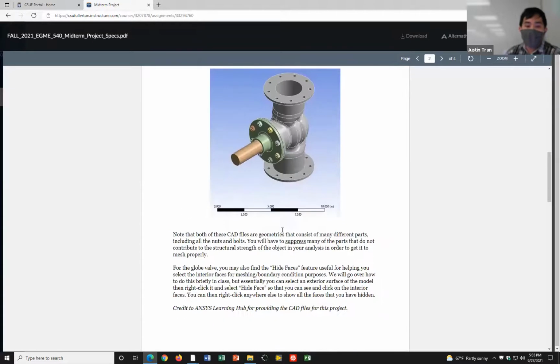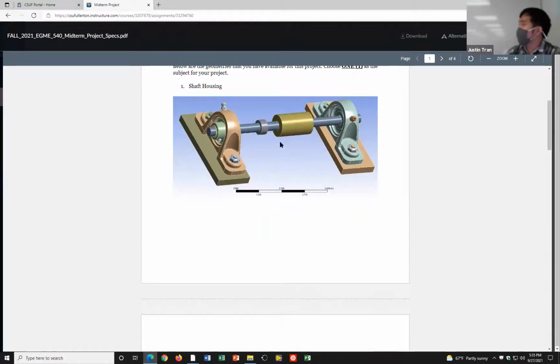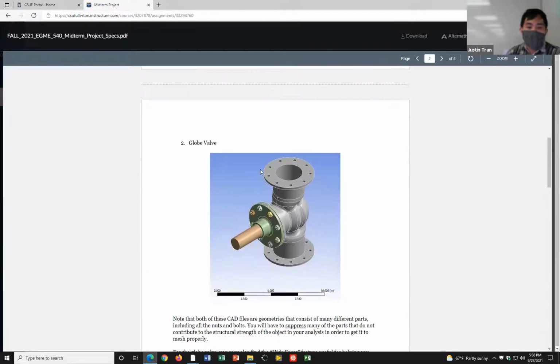Because I'll tell you right now that if you try to take these geometries and just mesh them right out of the box and run a simulation, you're going to run into a lot of challenges, because there are a lot of parts in these assemblies, and most of these parts I would say are not necessary for a finite element analysis. And so, think about what the load-bearing structures are, and then just focus on that, and make liberal use of the suppress feature, because you're going to need to suppress a lot of parts in these assemblies in order to get a decent mesh and a decent simulation off, okay? And so think about that as you're doing that.